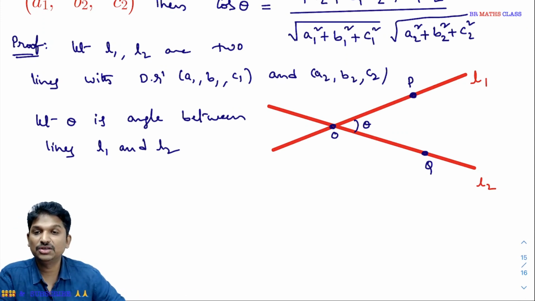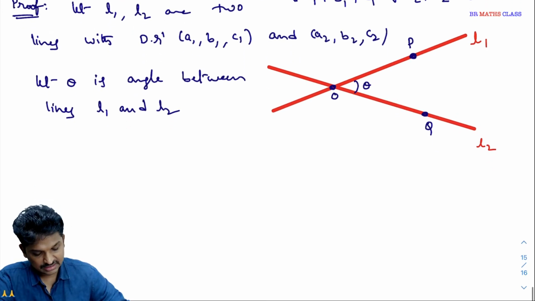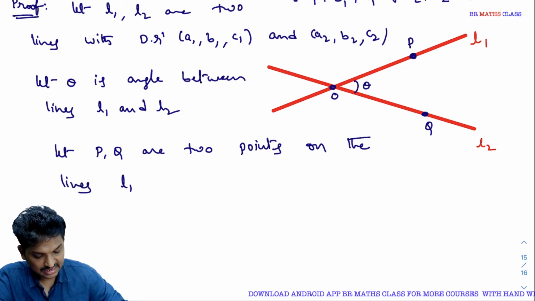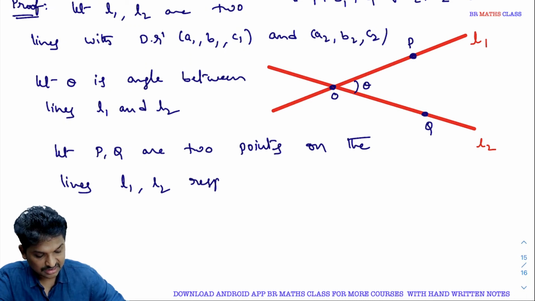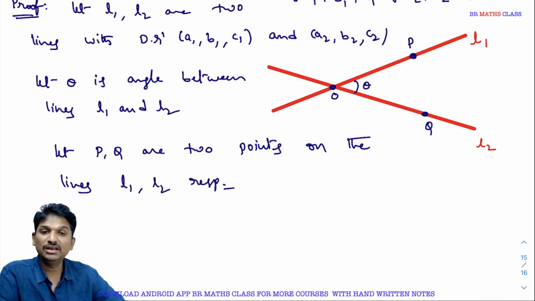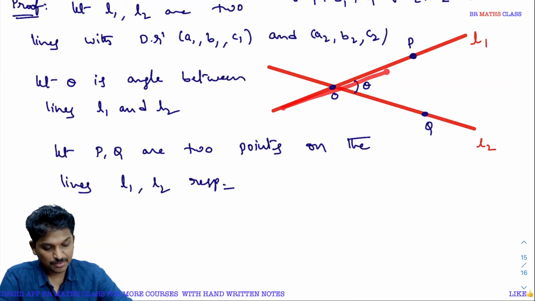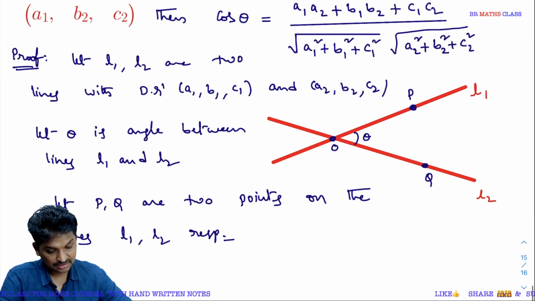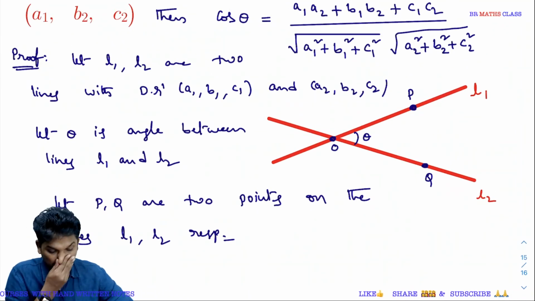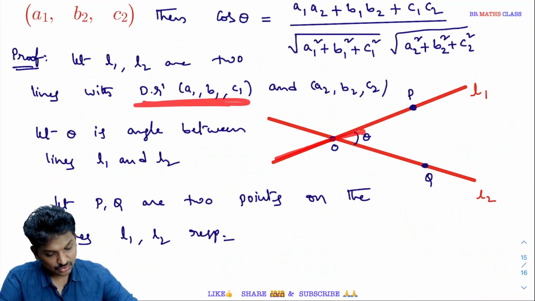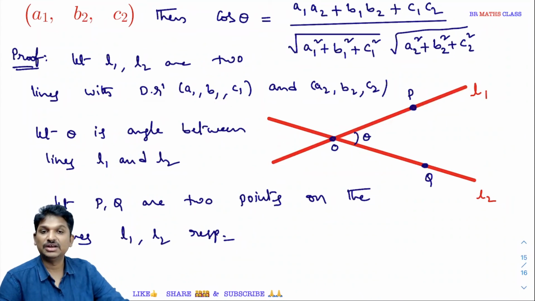Let P, Q be 2 points on the lines L1, L2 respectively. That means P is a point on the line L1, Q is a point on the line L2. Now the angle between these two lines is the same as, what is P? As the direction ratios of L1 are there, na? What are the direction ratios of L1? A1, B1, C1, right?